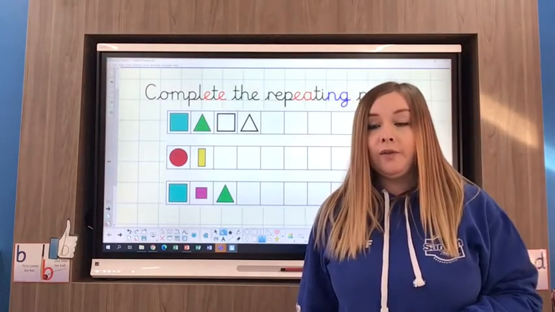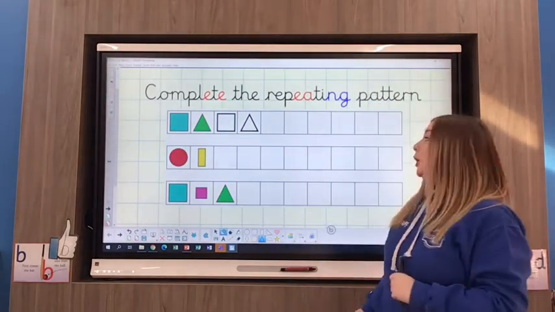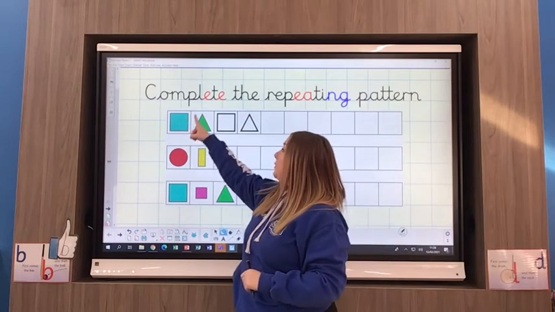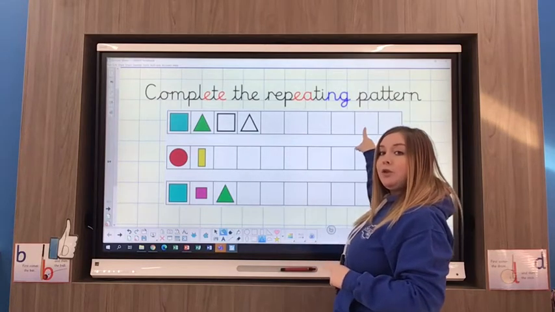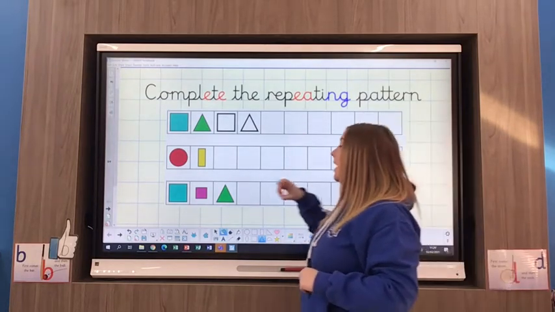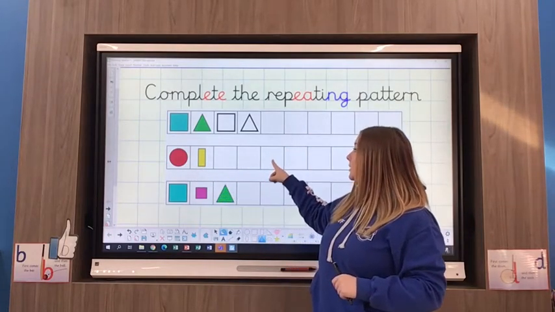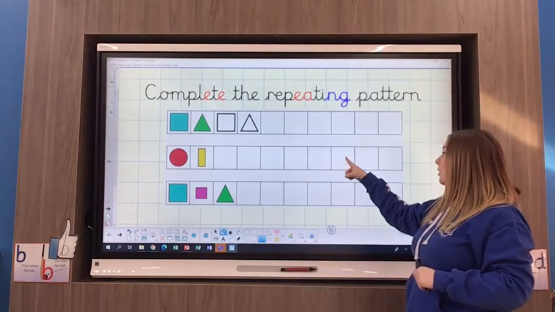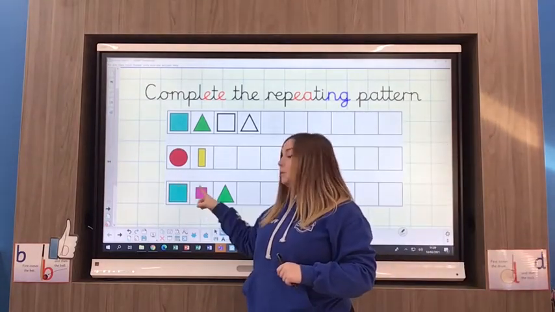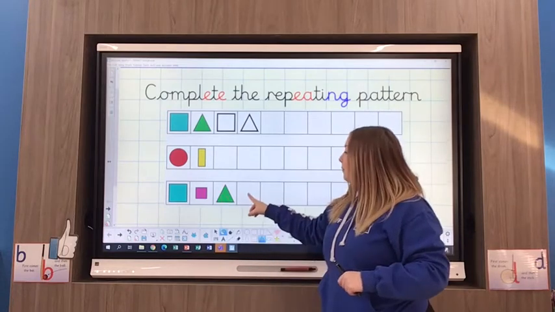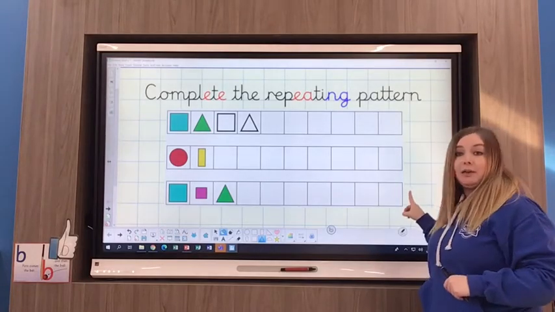How did we do then, Year 4? Has it woken us up ready for today's learning? I hope so. It would go square, triangle, square, triangle, and so on. Then we've got circle, rectangle, circle, rectangle, and so on, and then big square, little square, triangle, big square, little square, triangle, big square.